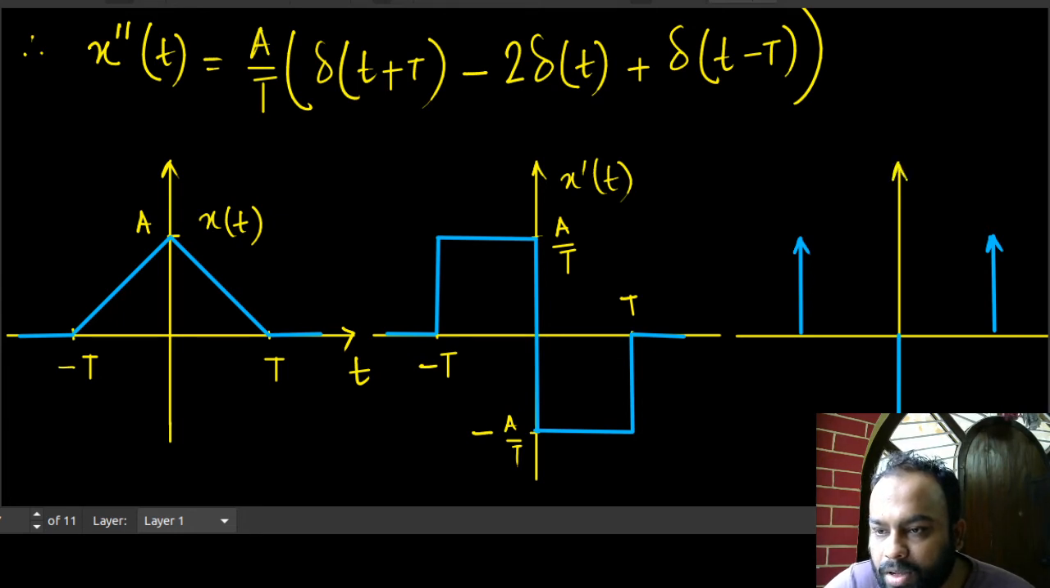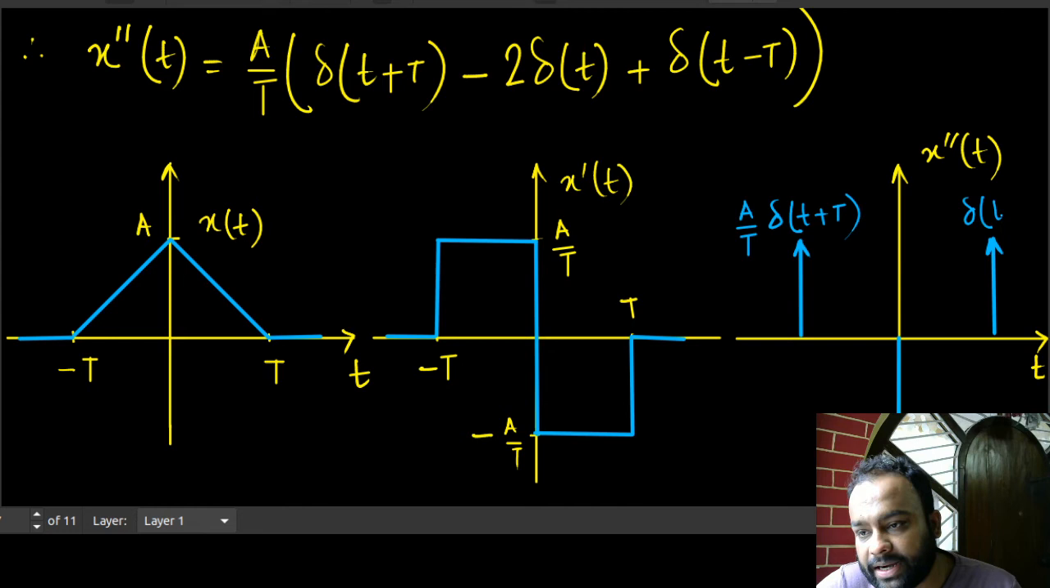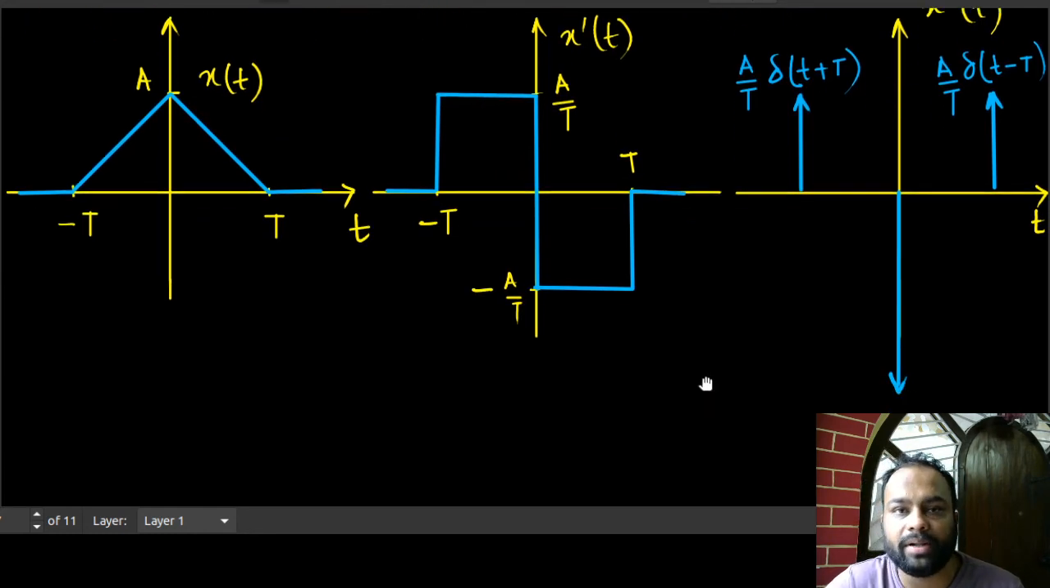And here, this is the second derivative of x, so x''(t). Now look at this one very carefully. If this wasn't there, this would have been simply delta(t+T). Now this has an area of A/T, this particular delta. Similarly, this would have been delta(t-T), but now we have a scaling factor which is A/T, and this is only changing the area under the unit impulse.